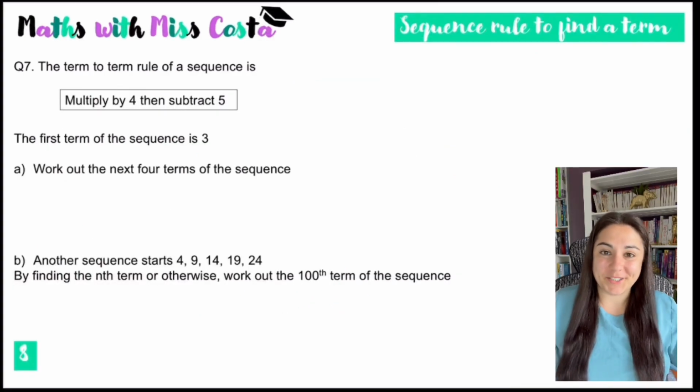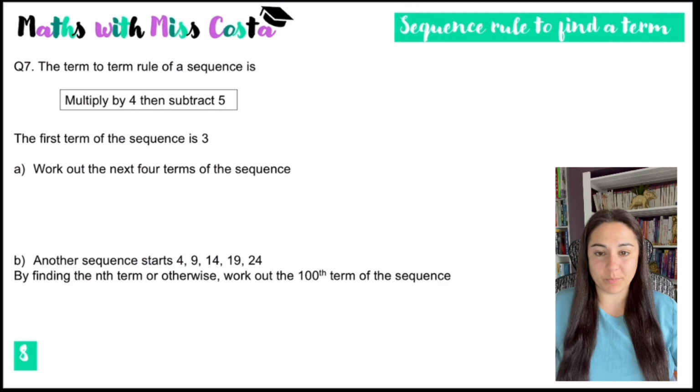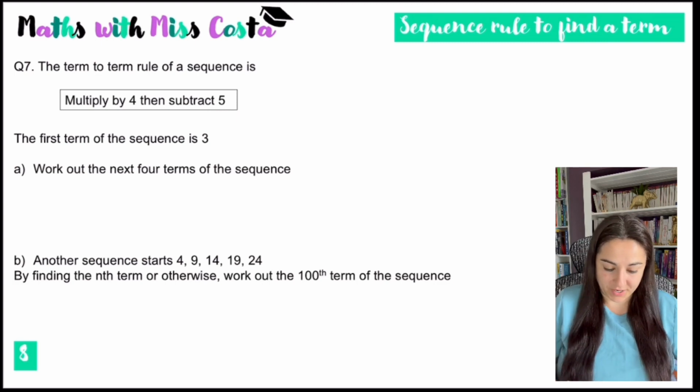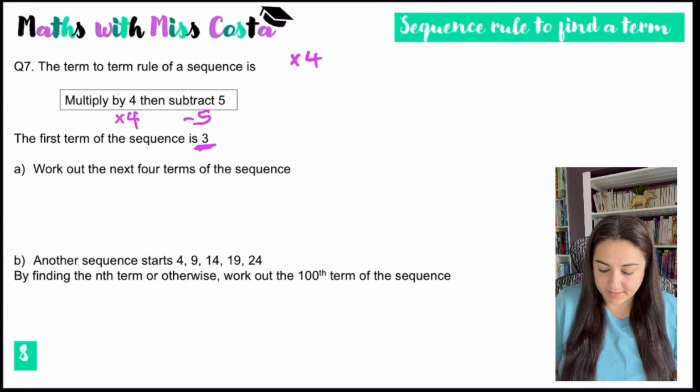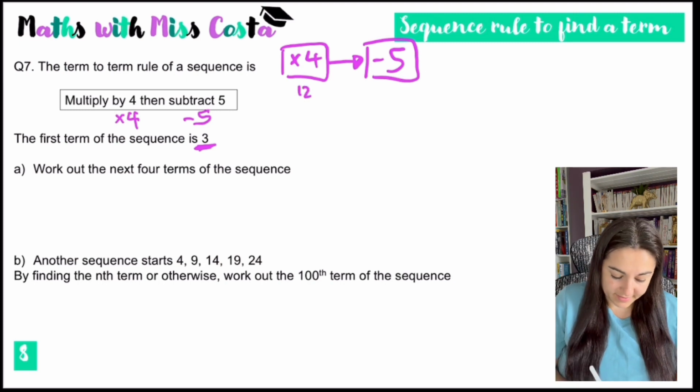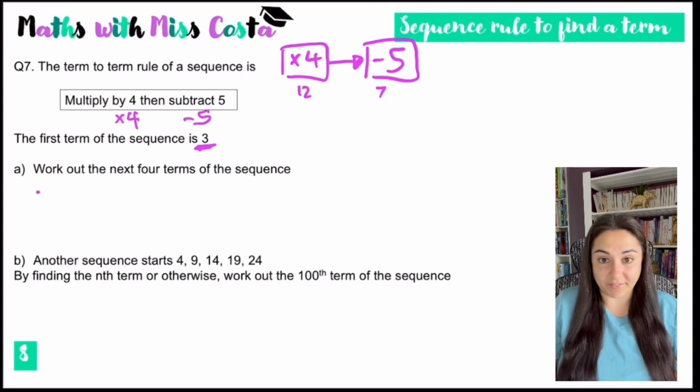So in this question, I am being asked to use the term-to-term rule to figure out the next few terms. I'm told the term-to-term rule is I multiply by 4 and then I subtract 5, and I'm told the first term is 3. So I start with 3 and I'm going to multiply it by 4 and then subtract 5. So 3 times 4 is 12, take 5 is 7. So the first term after 3 would be 7.